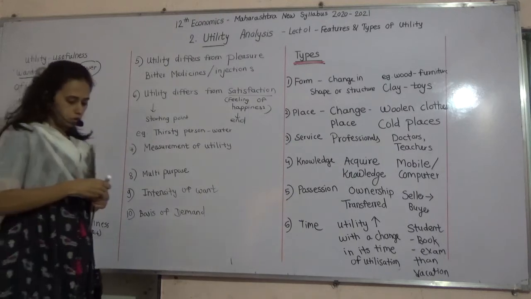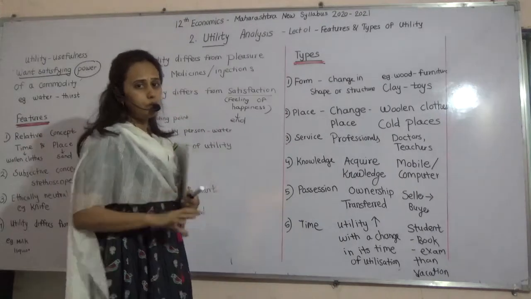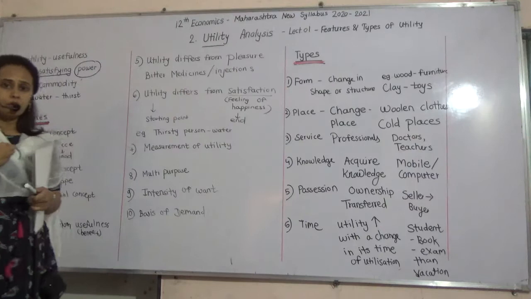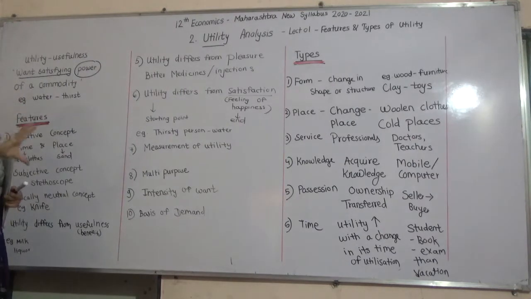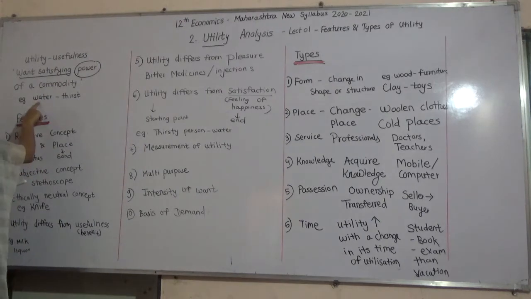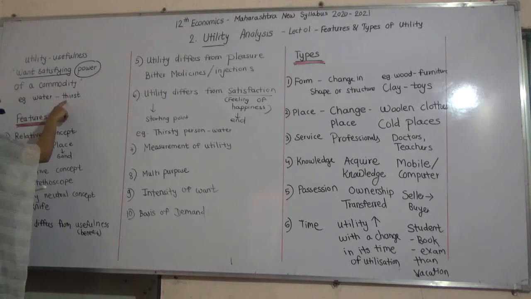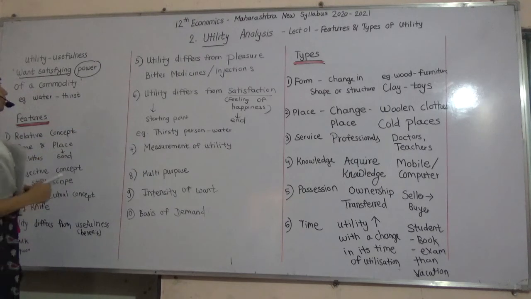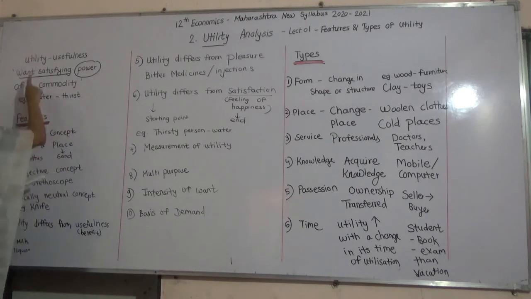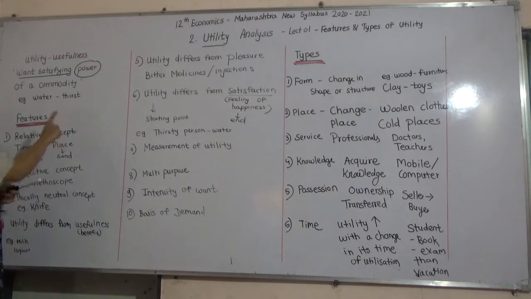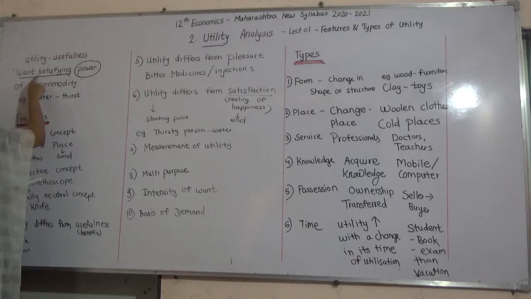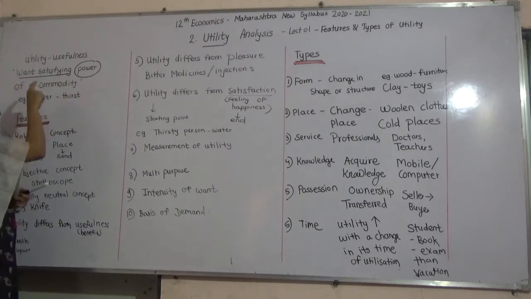Suppose I am having a glass of water and I am really thirsty, then that glass of water gives me more utility. So I have given an example, water has utility. If the person is thirsty, then he can drink the water. So utility means what? It is usefulness. But actually it means want satisfying power of a commodity.